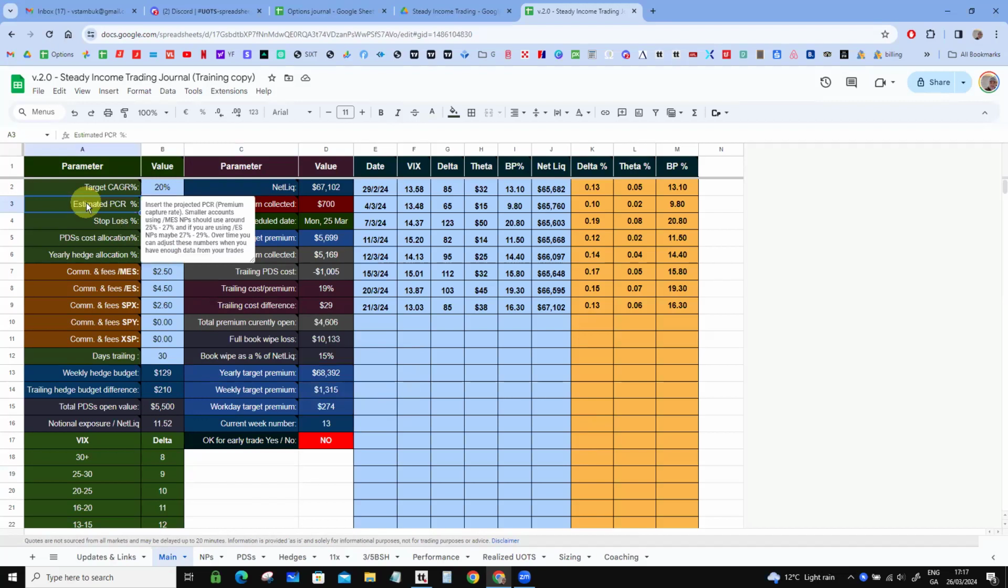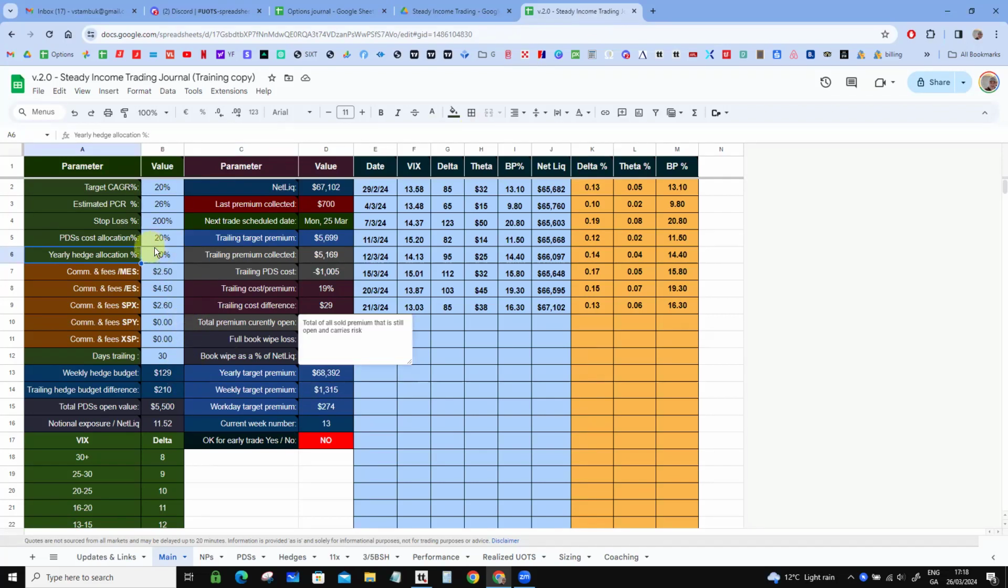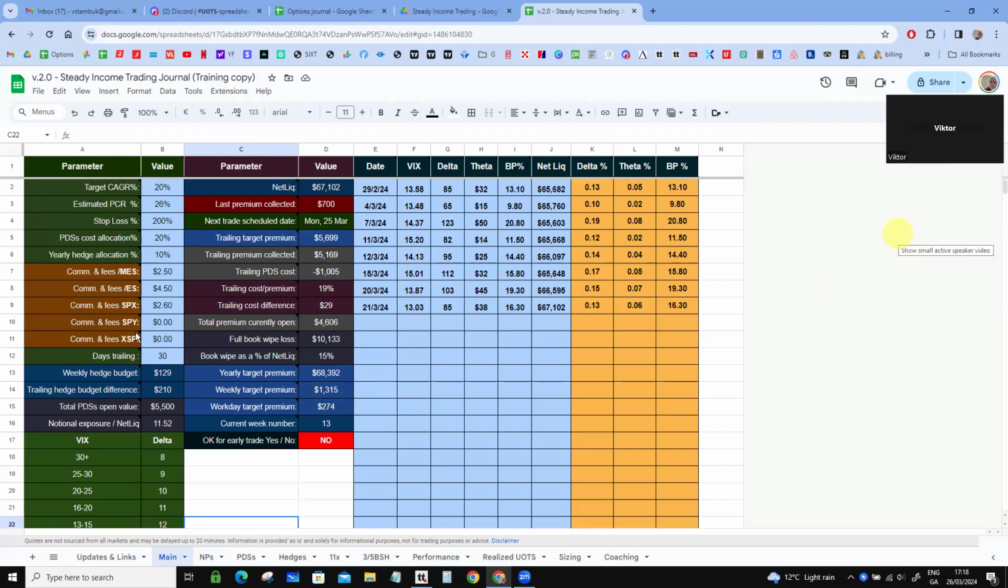But in all of these cells, you will have a detailed explanation as to what the cell is about, and it should clear up if you have any questions. But you will start on the upper left side, and you will notice here that these are the parameters that you input in order to set up the stage, so to speak.